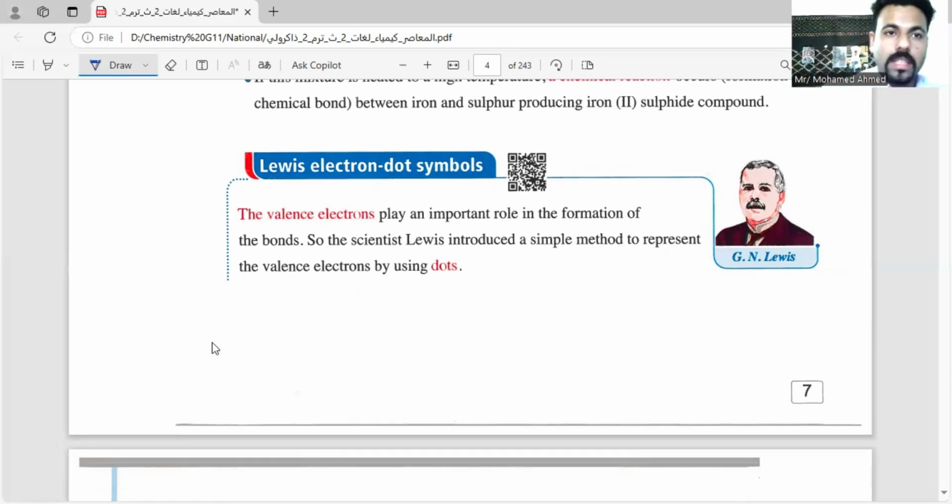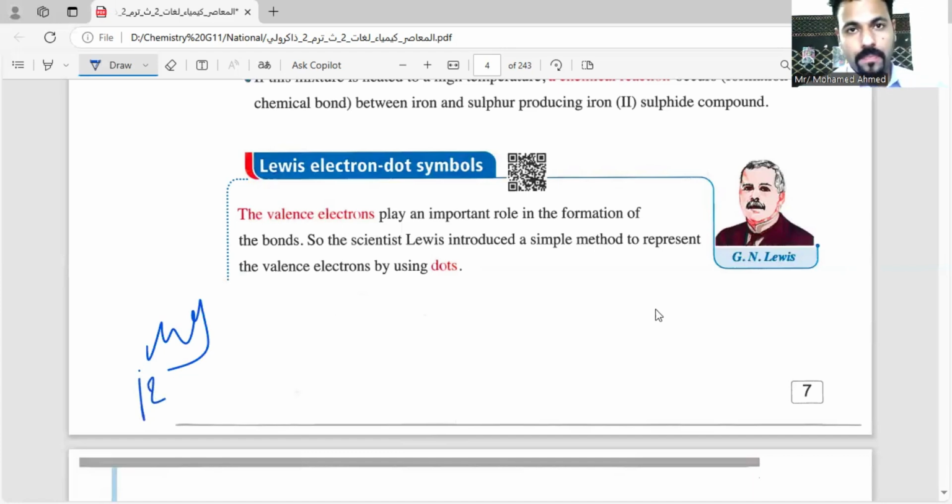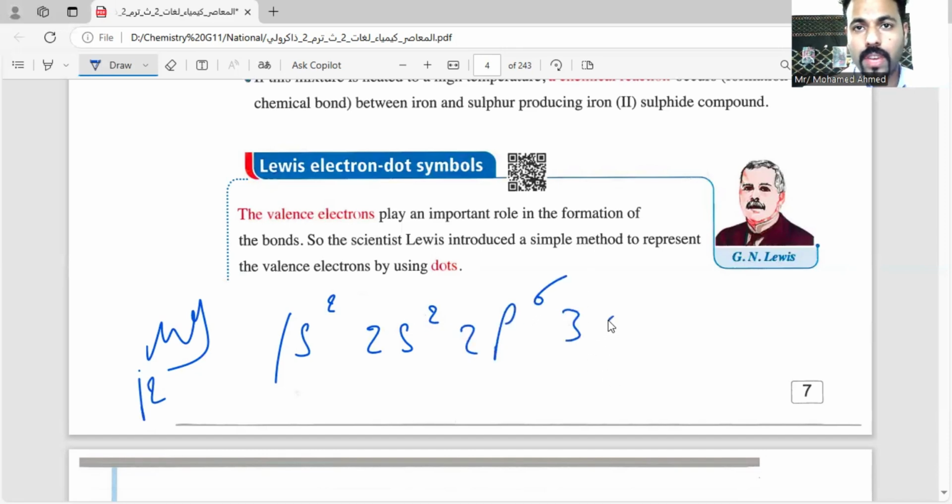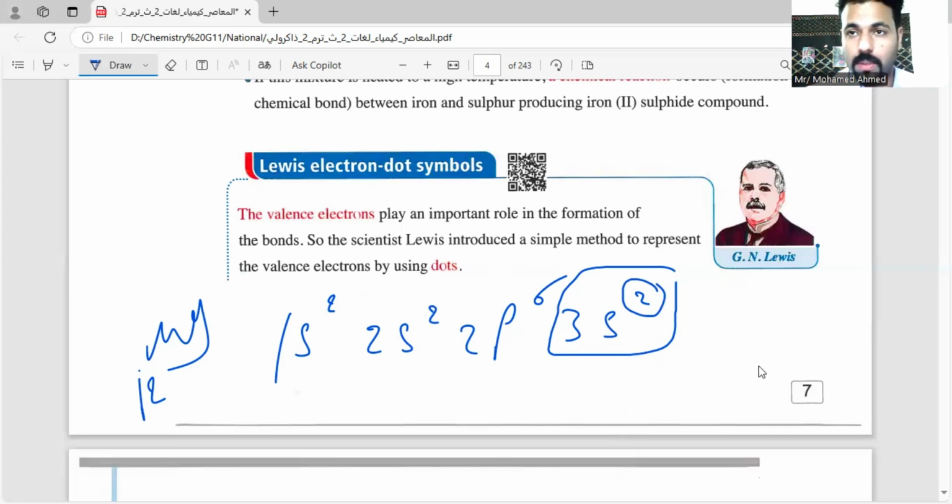For example, magnesium, Mg, has 12 electrons, right? So let's make the electronic configuration: 1s2, 2s2, sure you know it, 2p6, and 3s2. So how many electrons are here in the outermost energy level? Remember, outermost energy level. Two electrons. We have only two electrons. That's called valence electrons.